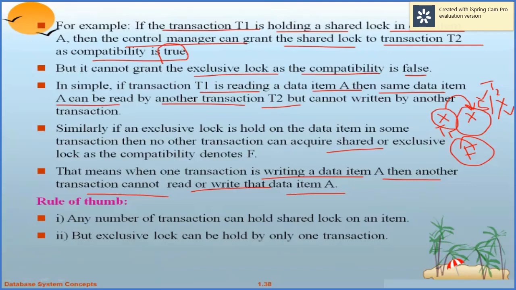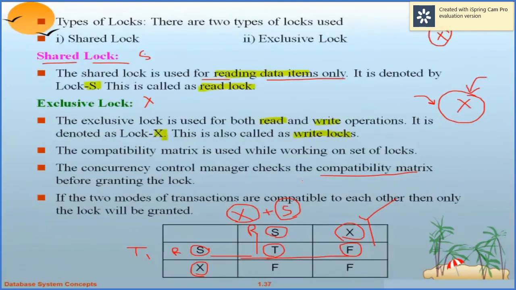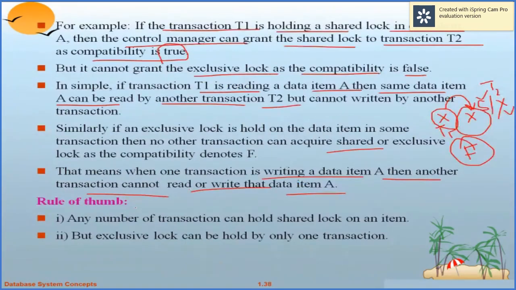Okay, so all this compatibility matrix which we have studied can be simply taken in two thumb rules. First one is any number of transactions can hold a shared lock, isn't it?